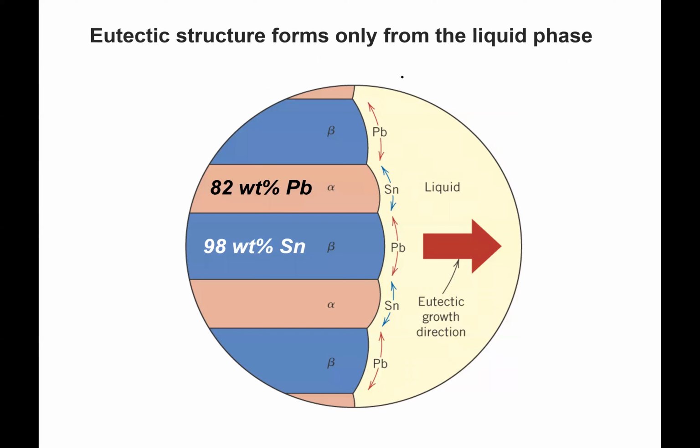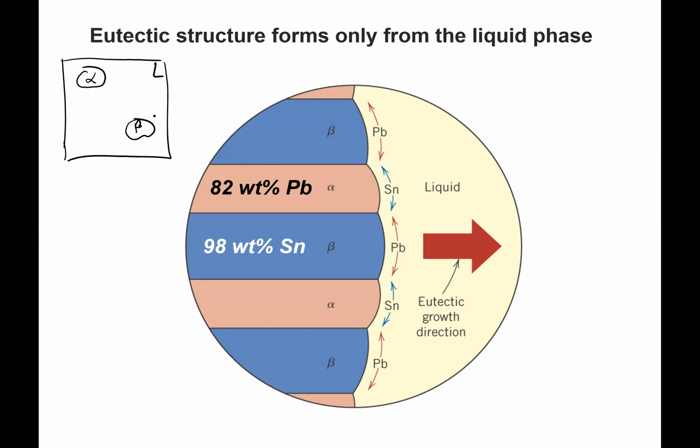All right, so what's going on? Why are we forming this layered structure? Well, let's take a look at what the alternative would be first, I guess. Let's say that we have a liquid, and up here I have an alpha particle that's being formed, and over here I have a beta particle that's being formed, just like we would normally with a single phase like alpha coming out of the liquid.